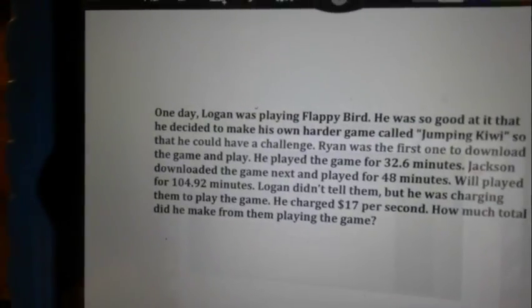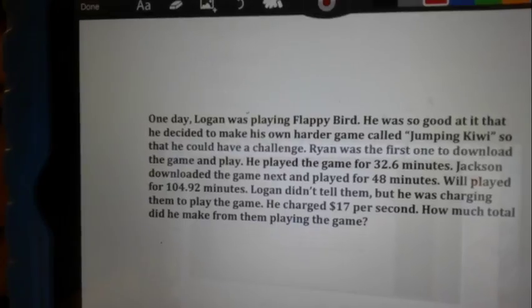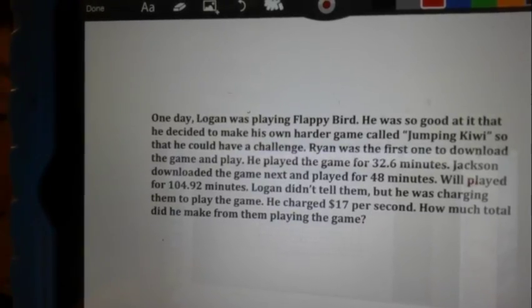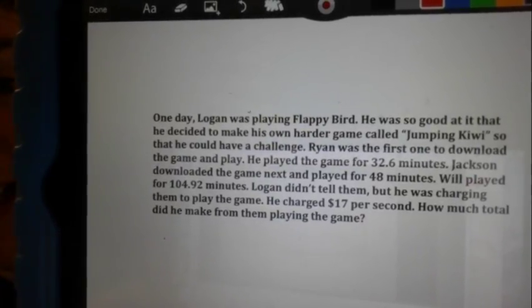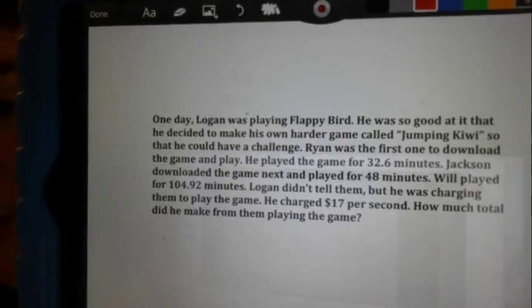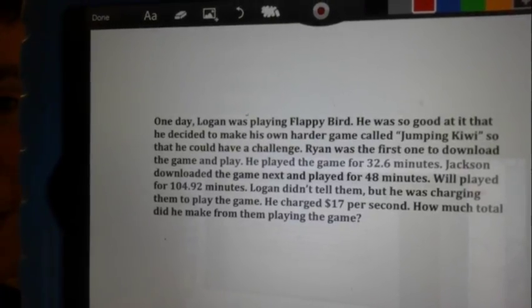And moving on to the last question. This question is brought to you by Charlie Clem, who wrote this for me last week, and I typed it up into a word problem, so I'll read it for you. One day, Logan was playing Flappy Bird. He was so good at it that he decided to make his own harder game called Jumping Kiwi so that he could have a challenge, and he has said that he's going to try to make that game.